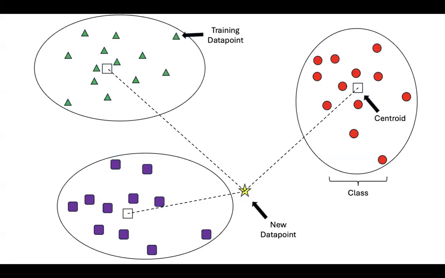So this is a visual showing what's going on within the nearest centroid classifier. You have these classes with groups of training data points. These centroids for each class have been calculated. Then a new data point is introduced into the space. The distance between this new data point and each of the centroids is calculated, and the shortest distance between this new data point and the nearest centroid is selected, and that data point becomes classified within that class.